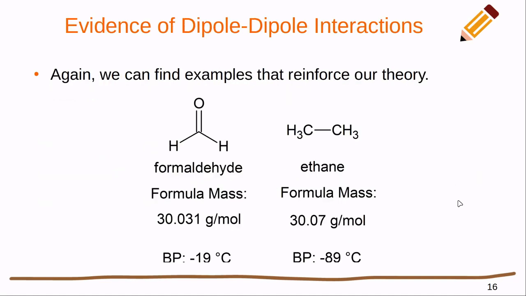We can see that experimentally here. We have an example here of formaldehyde and ethane. So these guys have roughly the exact same formula mass, and we learned that with dispersive forces, those are going to get stronger with greater formula mass, so they should have roughly equal dispersive forces. Yet the boiling point of formaldehyde is a full 70 degrees higher than the boiling point for ethane, and that's because of those dipole-dipole interactions.